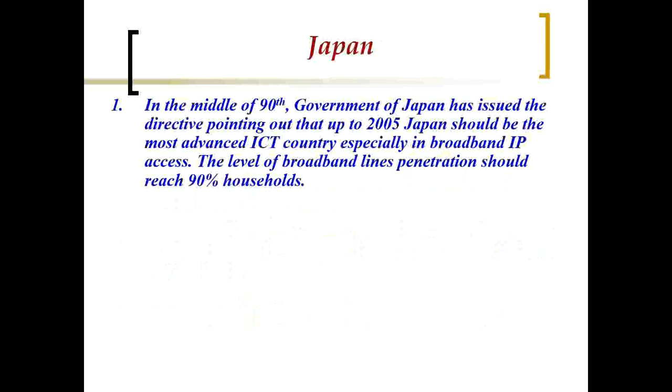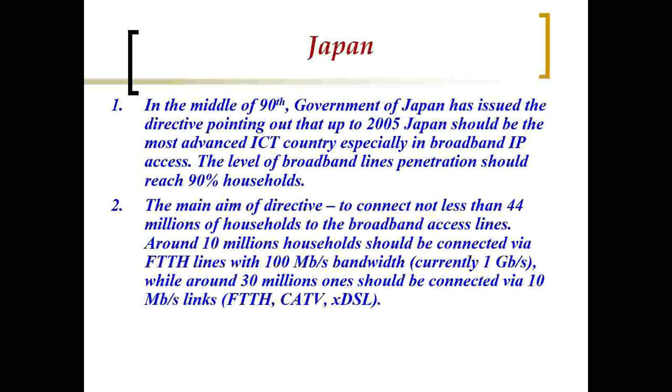And what did Japan do in the middle of last century? Japan issued the directive that up to 2005, Japan should be the most advanced ICT country in broadband IP access. So they assumed a level of broadband lines penetration around 90% of all households. The main aim of this directive was to connect not less than 44 million households with broadband access lines. Around 10 million households should be connected with fiber to the home lines with 100 megabit per second bandwidth. Currently, it is now 1 gigabit per second. While around 30 million should be connected via 10 megabit links in FTTH, CATV or xDSL technology.